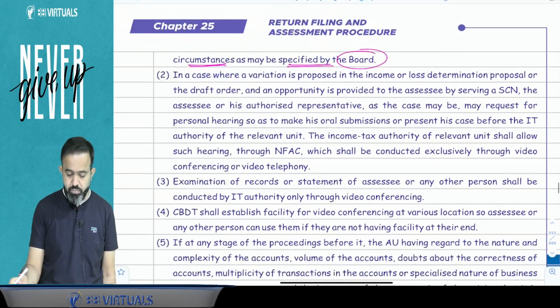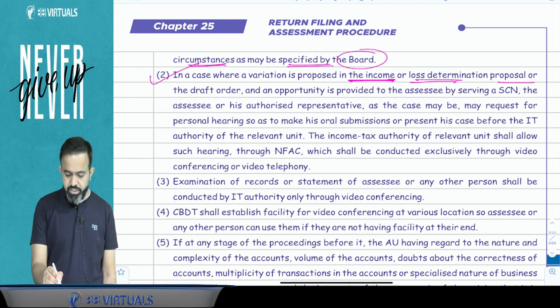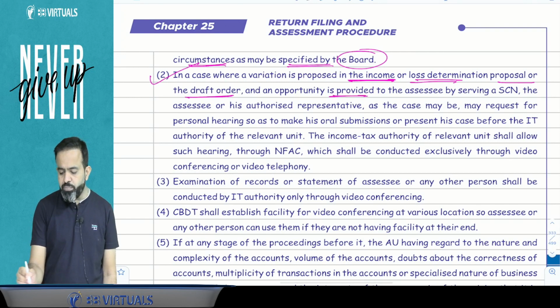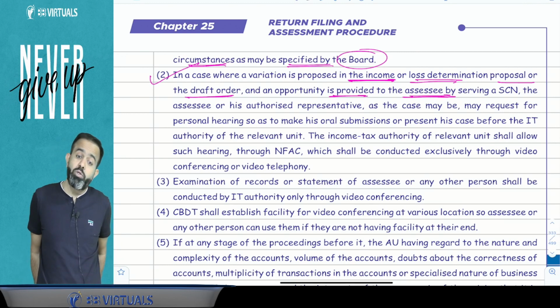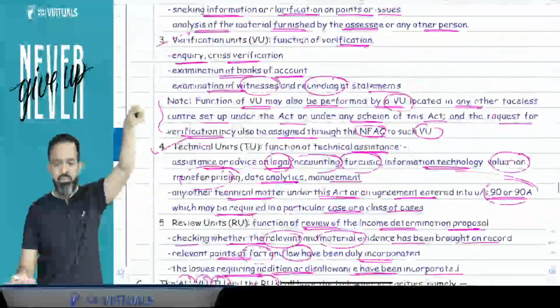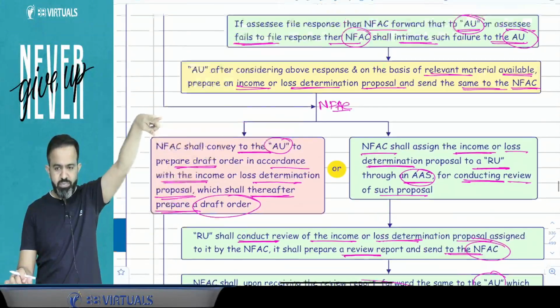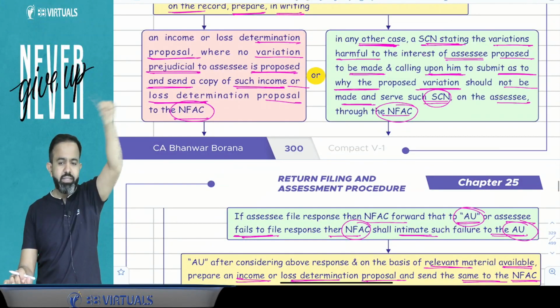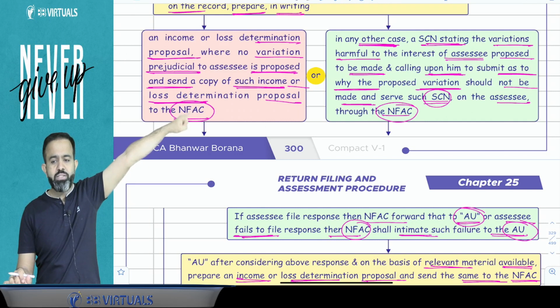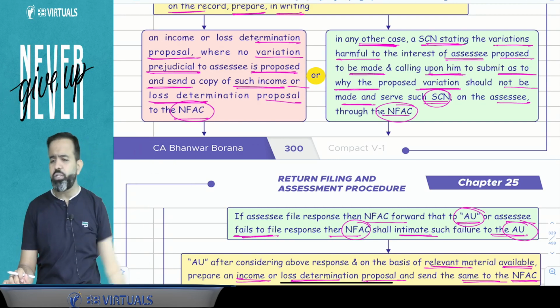Now next part. In a case where a variation is proposed in the income or loss determination proposal or the draft order, and the opportunity is provided to the assessee. Suppose guys, if an opportunity of being heard is provided, I just mentioned that if there is any variation and that variation is harmful for the assessee, then the department will give you the opportunity. The department will give you the opportunity here in the second part. In any other case, a show cause notice stating that a variation harmful to the interest of the assessee is proposed to be made, calling upon him to submit why the proposed variation should not be made, is served on the assessee.